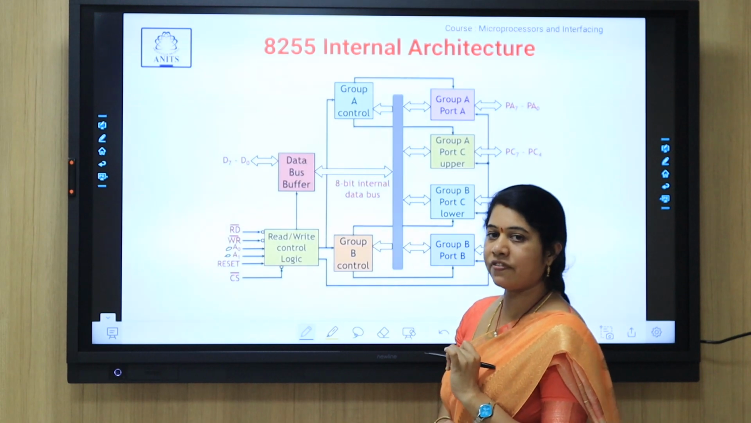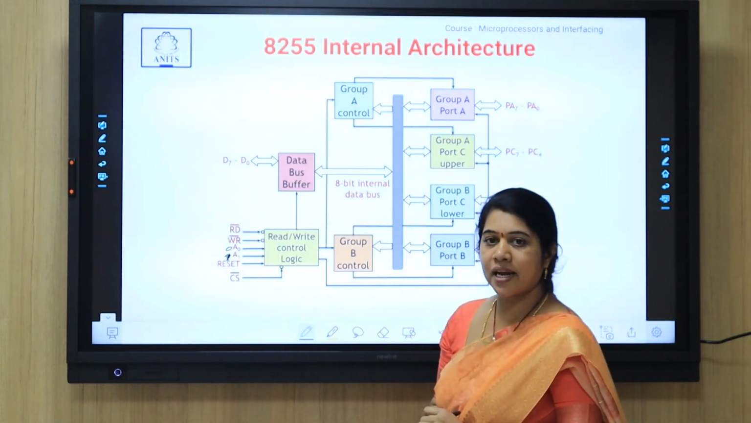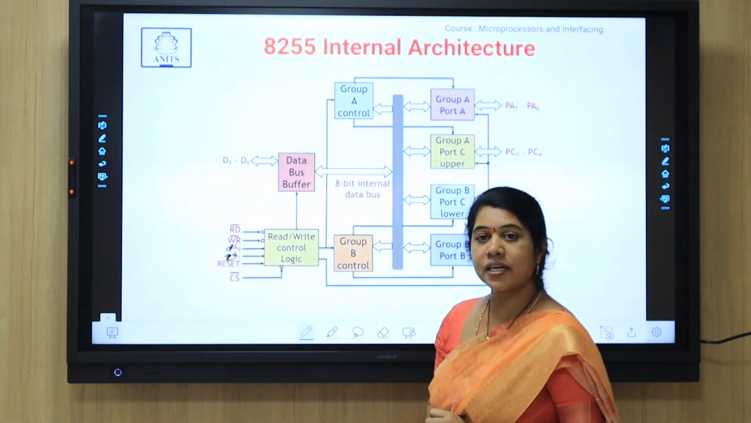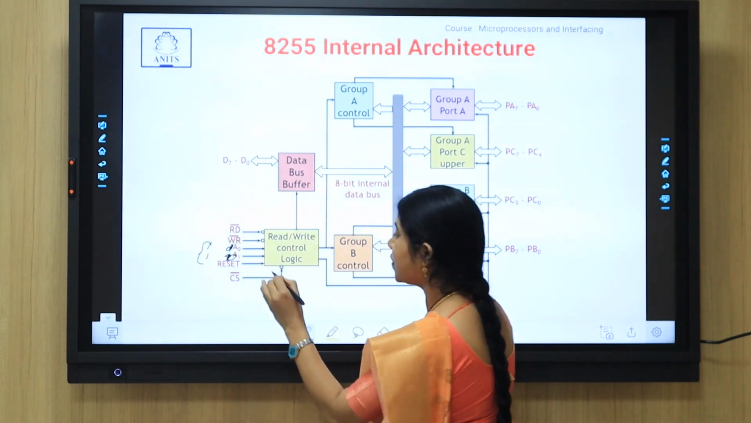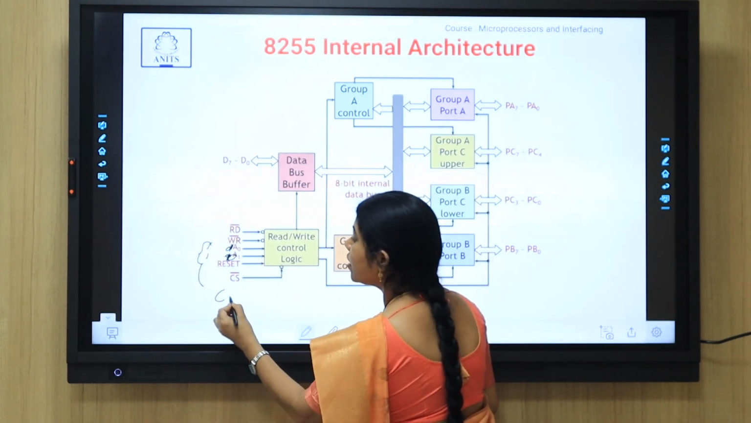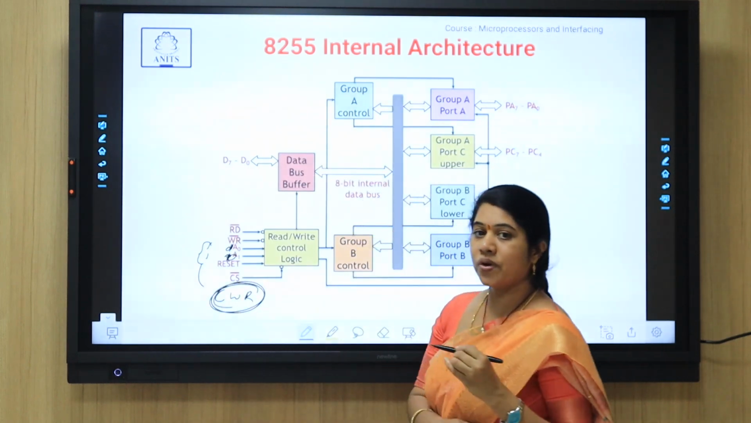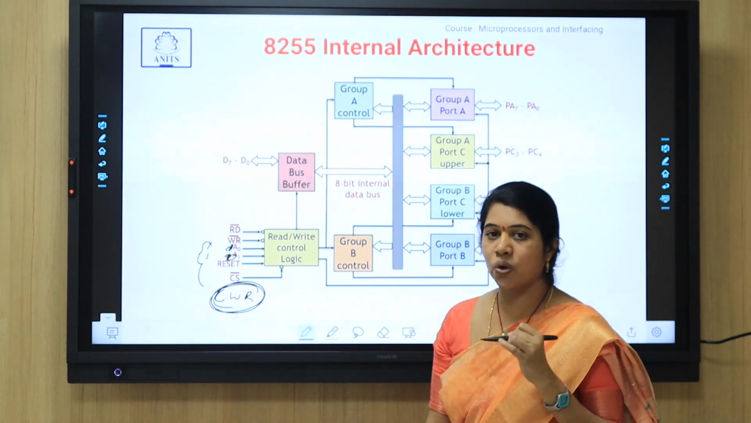port A will be selected for operation. When these two are 0, 1, port B will be selected for operation. When these two are 1, 0, port C will be selected for operation. When these two are 1, 1, yes, it is very important, control word register is selected for operation. Control word register. Yes, the register which is having the control word.